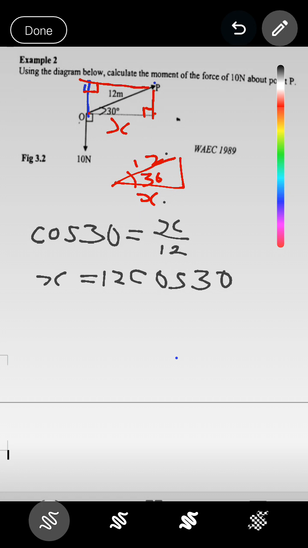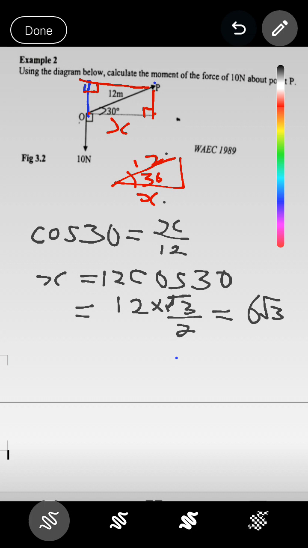So cos 30 is root 3 over 2. That is equal to 12 times root 3 over 2. And that gives 6 root 3.